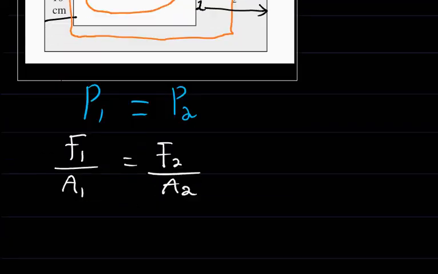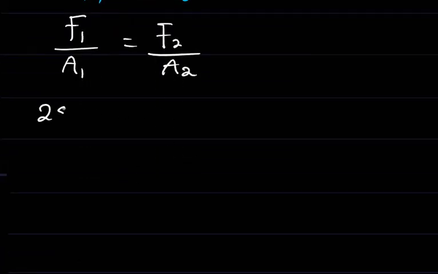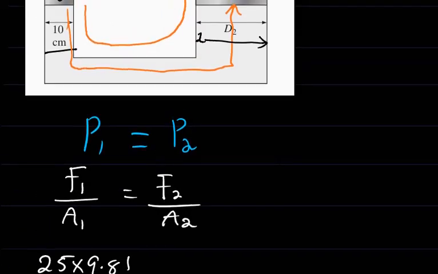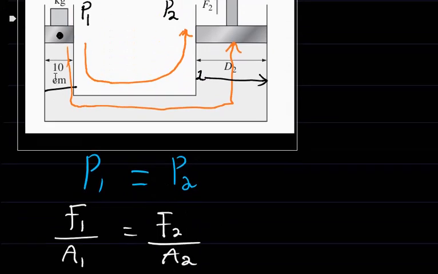So 25 times g, which is 9.81, then of course divided by the area. The area of a cylinder's cross-section is a circle, so it's pi r square. Since it's being given in diameter, we can put it this way: pi d1 square all over 4. This is a cylinder, so the cross-section is a circle. That's why it's given in cm.